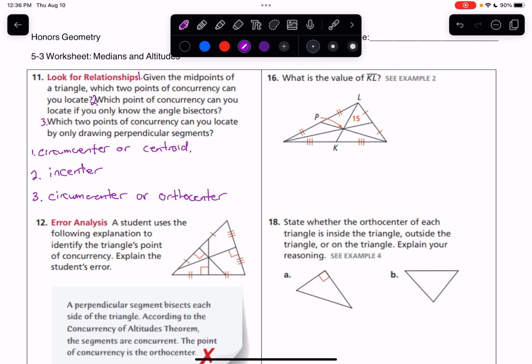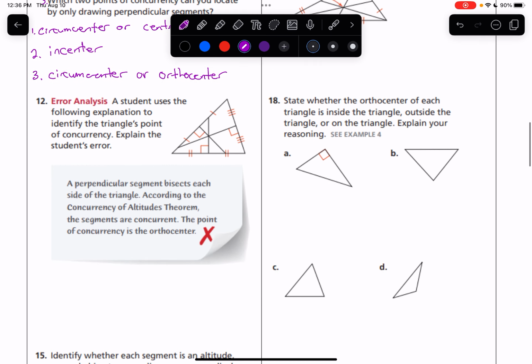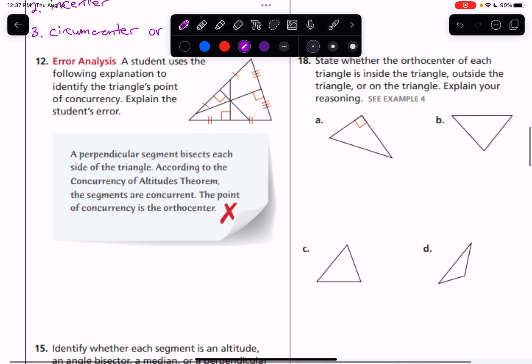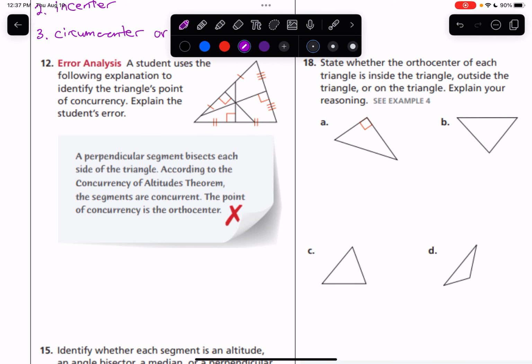There you go. Number 12, a student uses the following explanation to identify the triangle's point of concurrency. Explain the student's error. So they said, a perpendicular segment bisects each side of the triangle, which is true. This is the perpendicular bisector of each side. According to the concurrency of altitudes theorem, the segments are concurrent. The point of concurrency is the orthocenter.